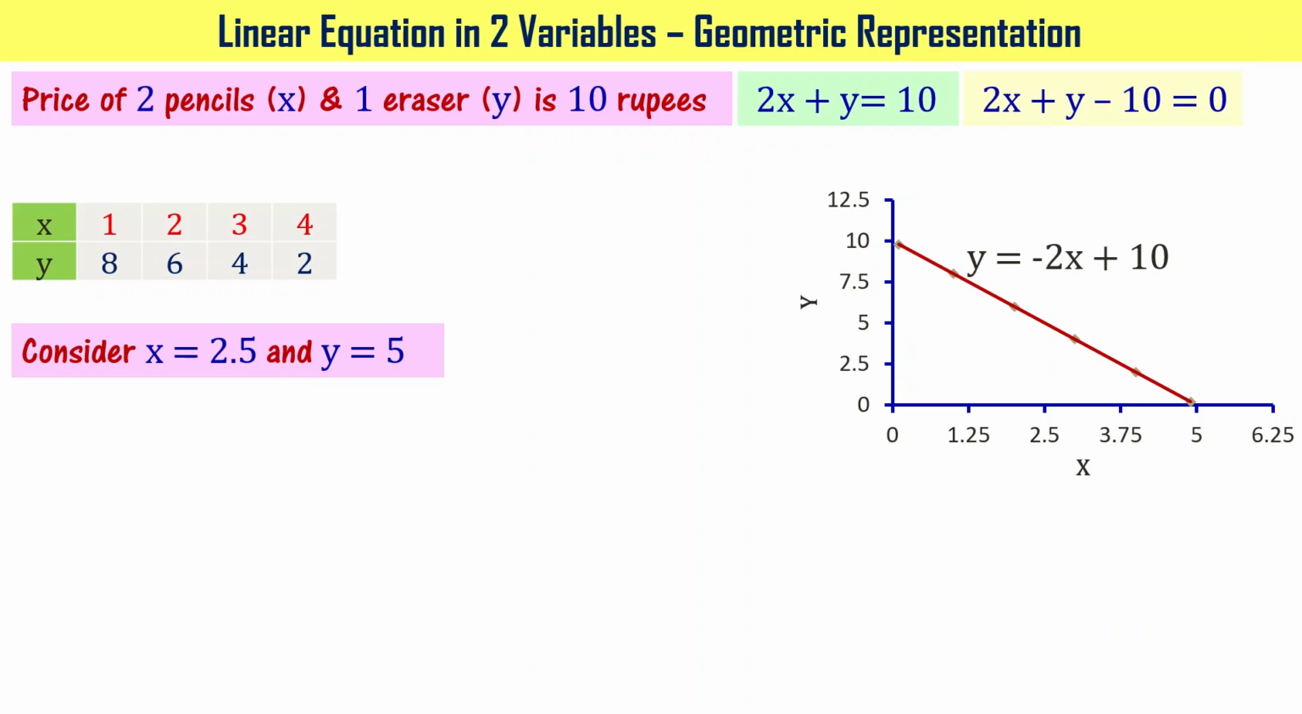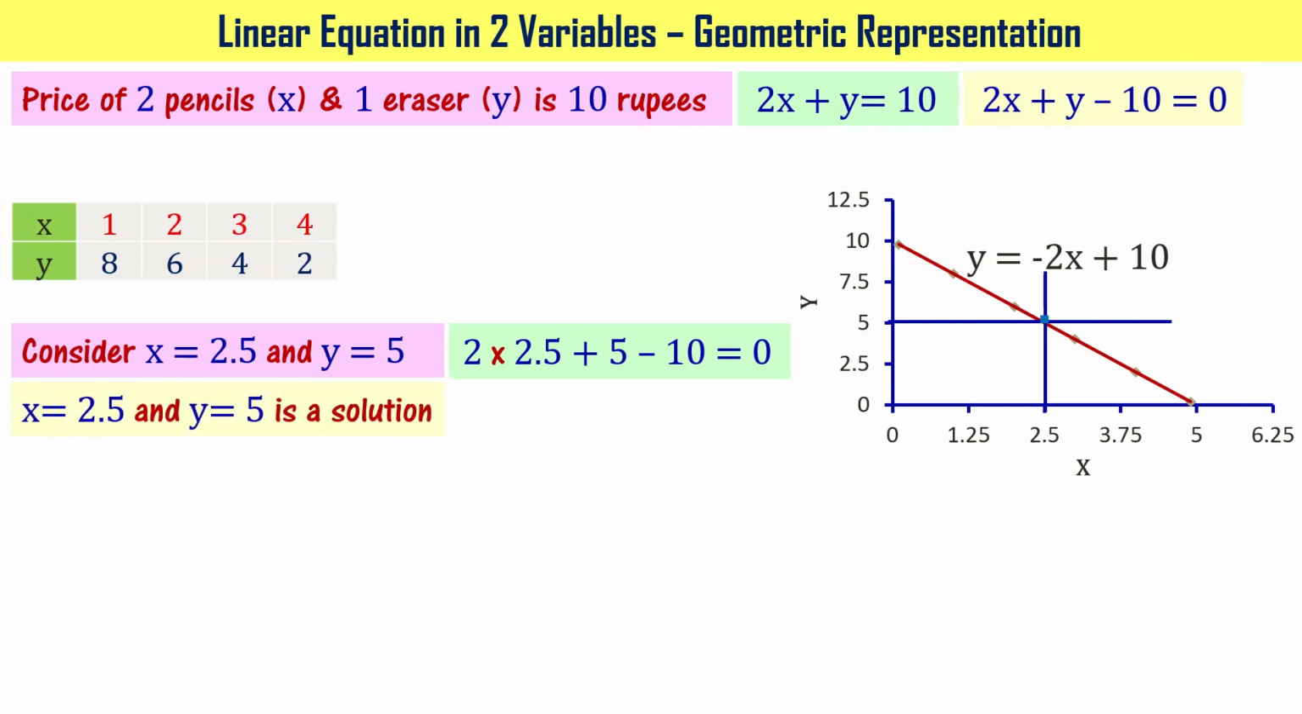Let's consider X equal to 2.5 and Y equal to 5. They intersect at a point that is falling on red color line, right? Let's substitute X equal to 2.5 and Y equal to 5 into LHS of the given equation, that is 2x plus y minus 10. When you do that and simplify, you get answer as 0, that is equal to RHS of the given equation, right? It means X equal to 2.5 and Y equal to 5 is satisfying the given equation, right? That's why we say that X equal to 2.5 and Y equal to 5 is a solution to the given equation.